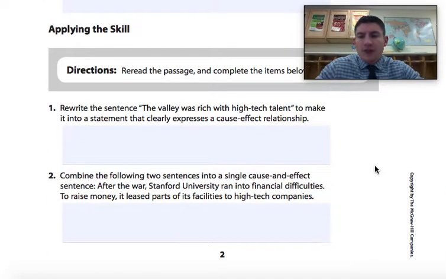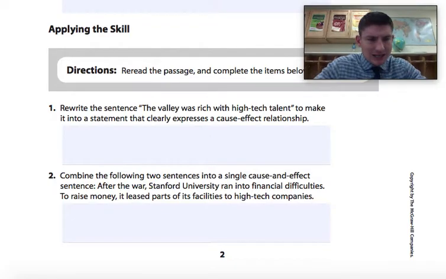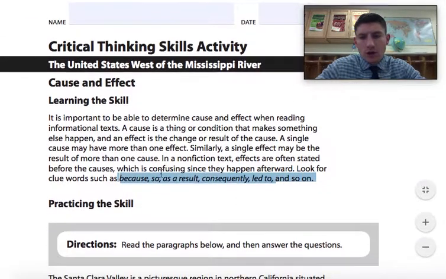Number 2, combine the following 2 sentences into a single cause and effect sentence. After the war, Stanford University ran into financial difficulties. To raise money, it leased parts of its facilities to high-tech companies. What word can you put in between those 2 sentences to join them together to say, here was the difficulty of the financial situation, and then here's the result of them raising money? What can you do to link those 2 items together? Is there a way in which you can plug in one of these words? So, as a result, consequently, led to, or so on.